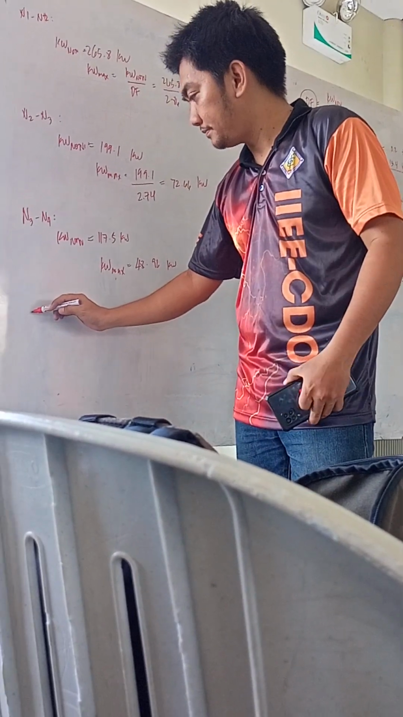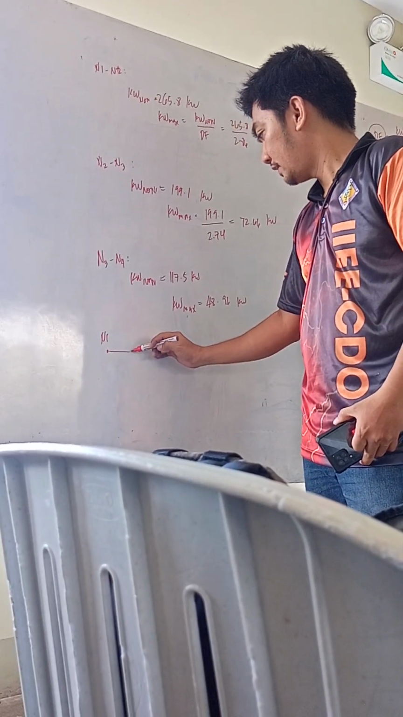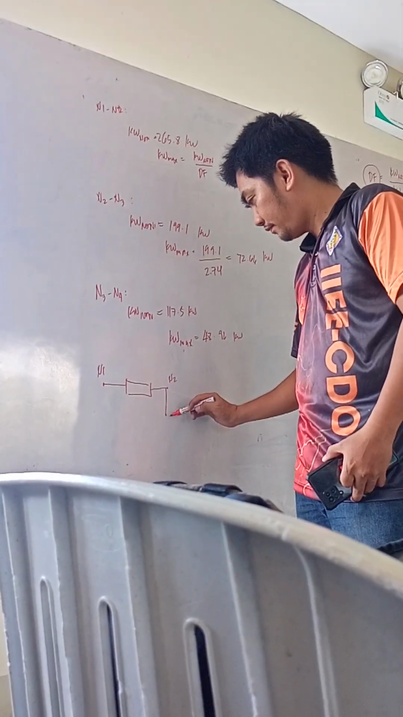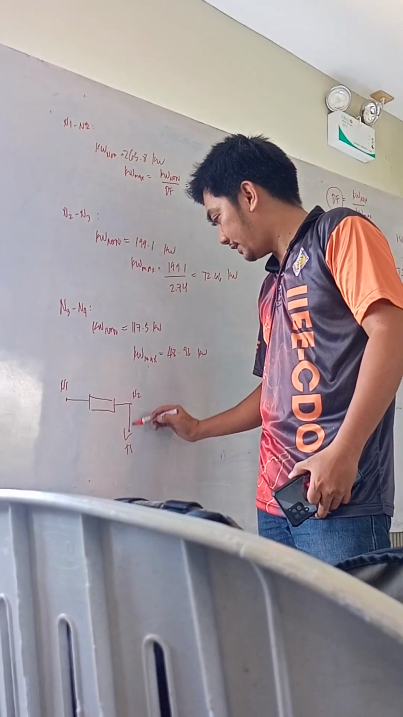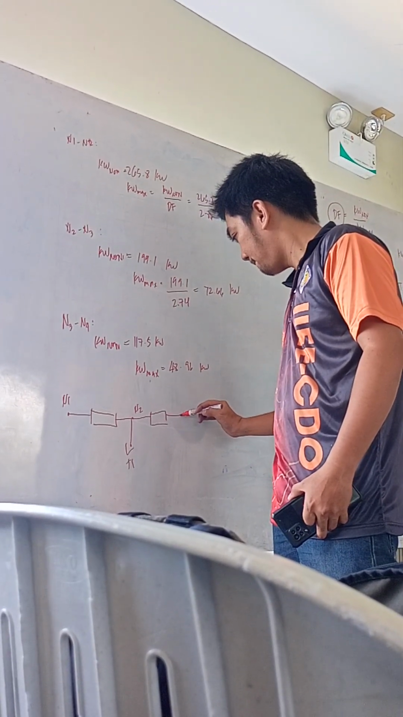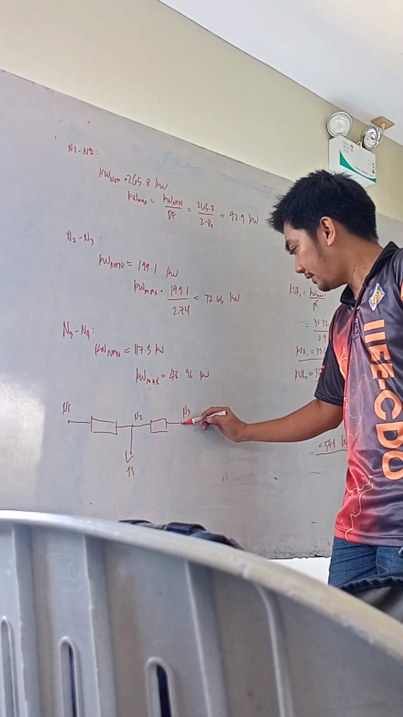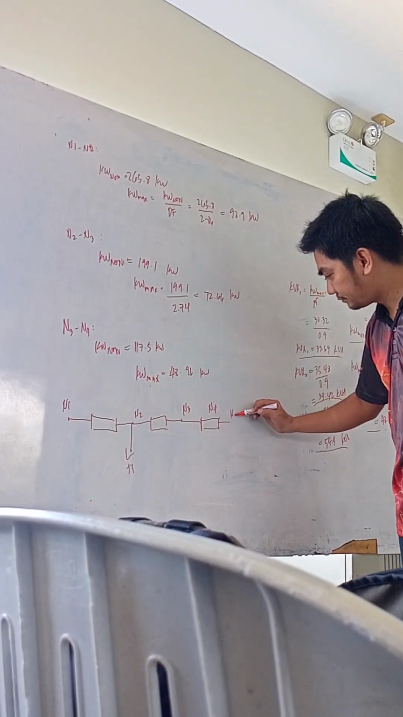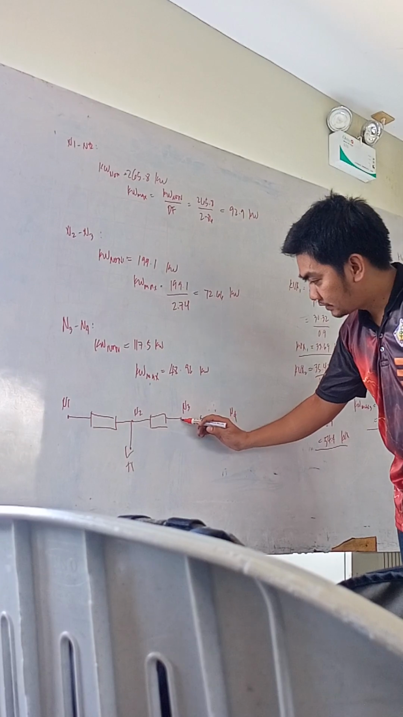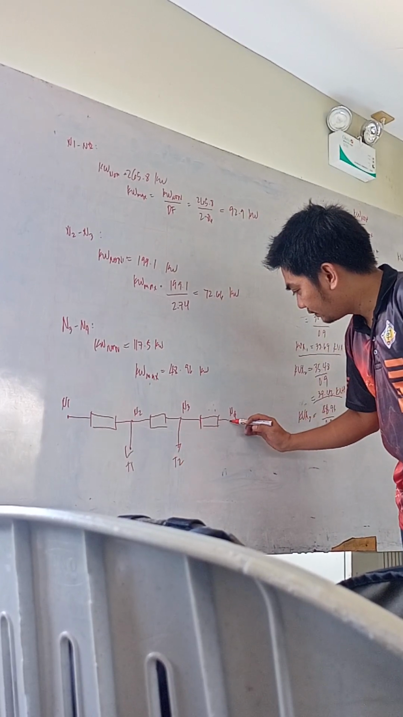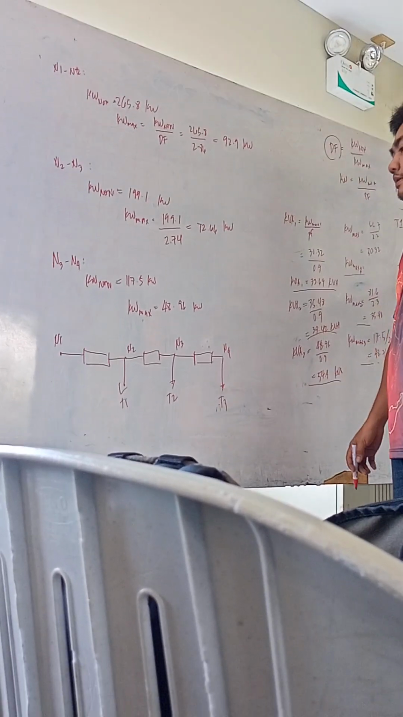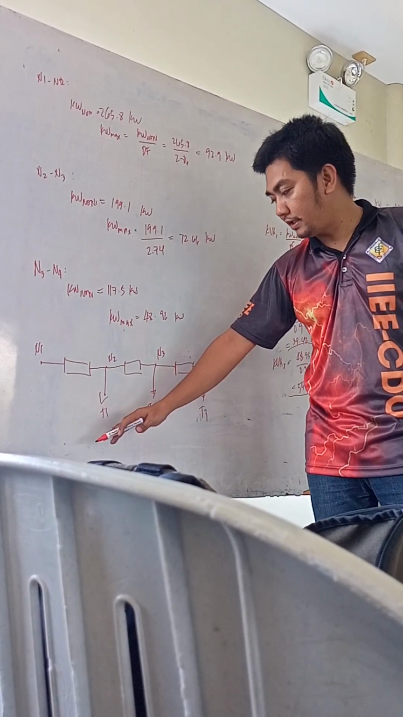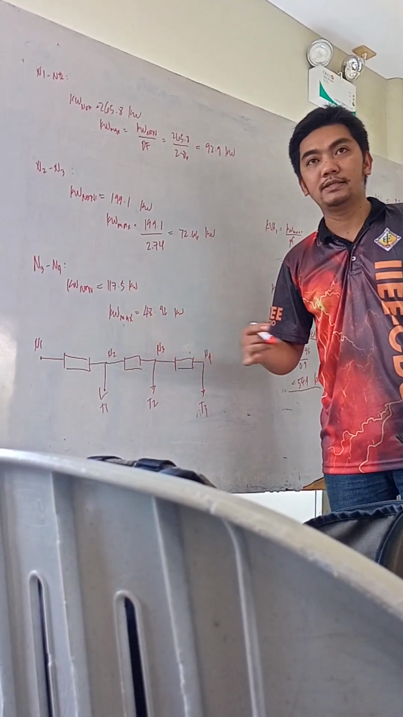So if you have N1, you have the load condition here, N2. You have the loading of T1, N3, N4. This one is T2. This one is T3. So fill in the parameters there: the demand of T1, T2, T3, and also the segments.